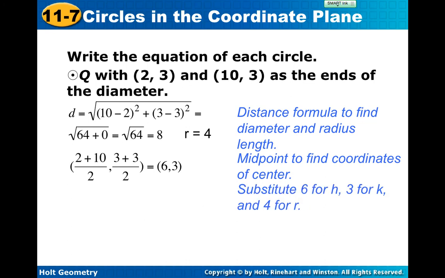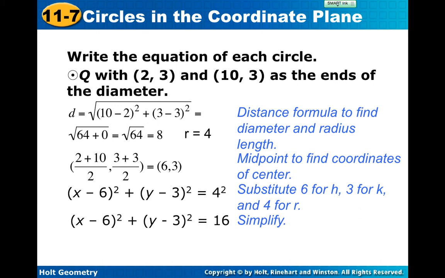So your center was 6, 3. Your radius was 4. You have to square it in the formula. So in the end, you should all have x minus 6 squared plus y minus 3 squared equals 16. Thumbs up or down? Any certain parts you got stuck on?